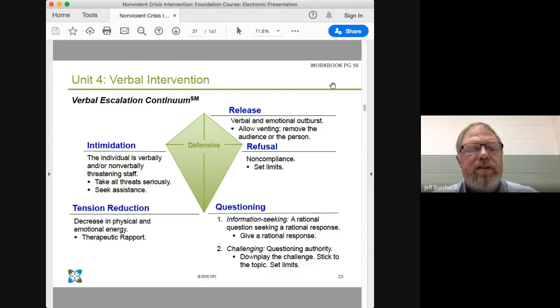The resolution of this one is tension reduction. It's a decrease in physical and emotional energy. It's when the person comes down. As a staff person, we want to use therapeutic rapport. What this might look like is they might be apologizing. They might be asking what consequences there might be. Some students might not even remember what they said or did, and that might be kind of scary for them. Again, that emotional energy is coming down. The breathing is returning to normal. Some students will even fall asleep during this time.